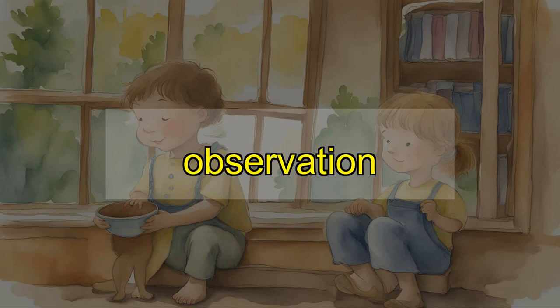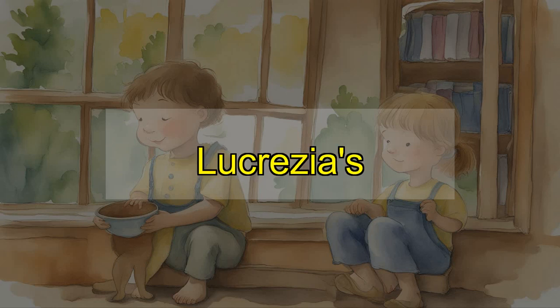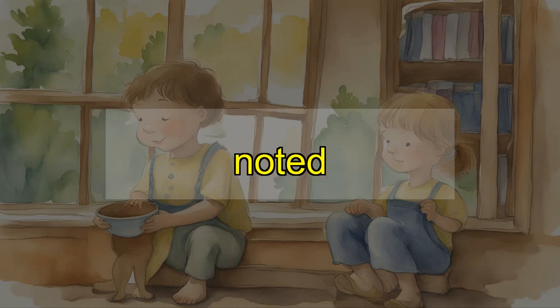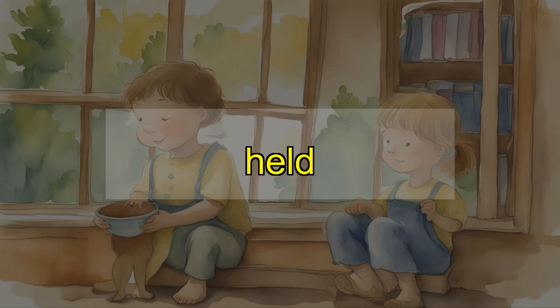The power of observation. To achieve this, the artist employed a keen sense of observation, studying Lucrezia's every gesture, expression, and mannerism. He noted the way her eyes sparkled when she laughed, the gentle curve of her neck as she tilted her head, and the subtle tension in her fingers as she grasped her hands together. These small details, often overlooked by the casual observer, held the key to unlocking Lucrezia's inner world, capturing the intangible.